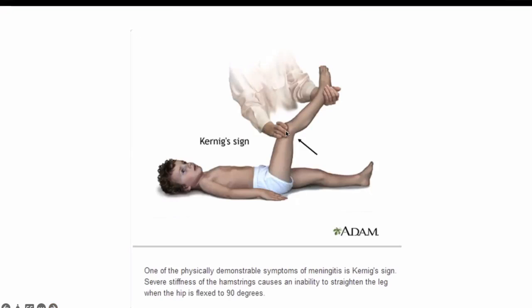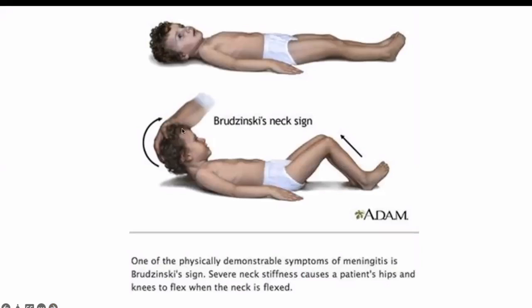So what's Kernig's sign? When the hip is flexed and the knee is flexed, extension of the knee will cause the patient pain, because of irritation of the nerve endings. Brudzinski's sign: when the patient is lying supine and you lift their neck, there will be involuntary flexion of the knees to avoid the pain.